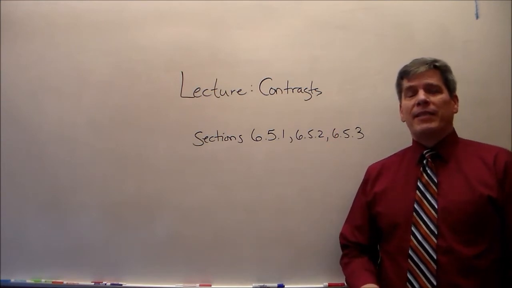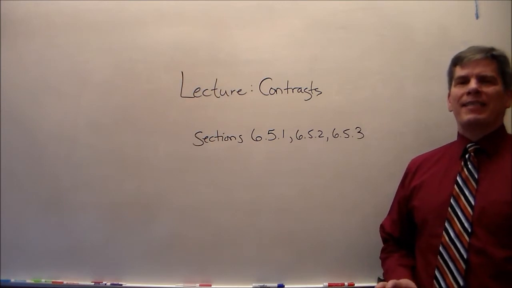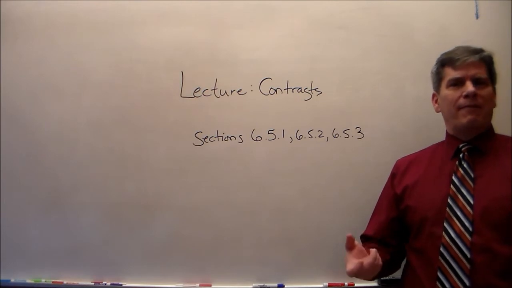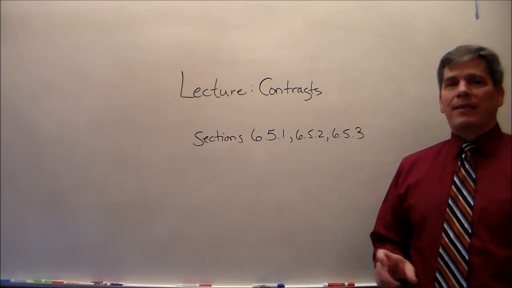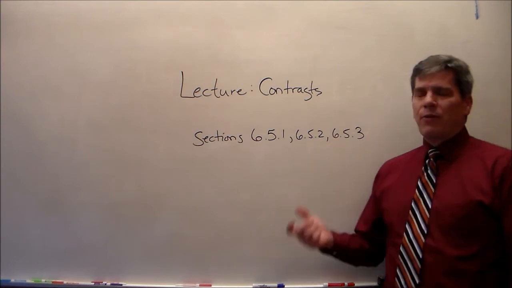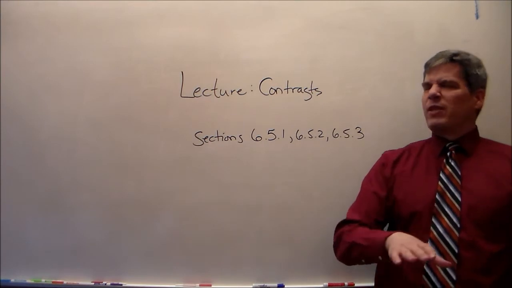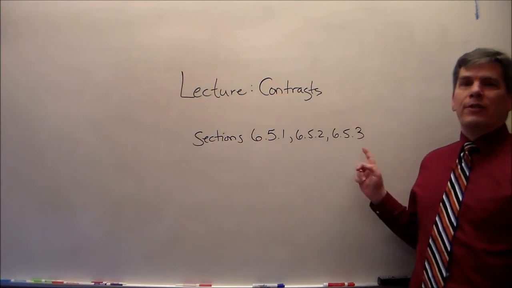6.5.2 talks about a specific type of contrast called an orthogonal contrast. Orthogonal contrasts are good because they add one little benefit, and that is that the alpha level is protected. And 6.5.3 is going to be about trend analysis, which also deals kind of with orthogonal contrasts, but it does add one important use.